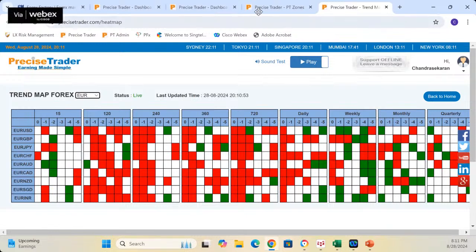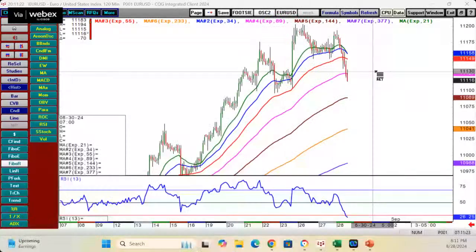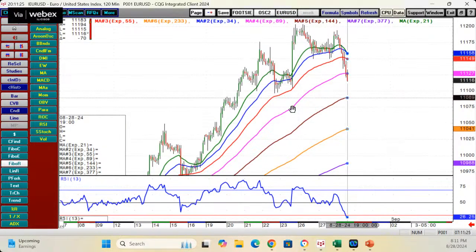Now let me look into the chart. Finally we can trade this. You can trade live, because since we are going live, we want to trade live with you. We also want to take this trade.